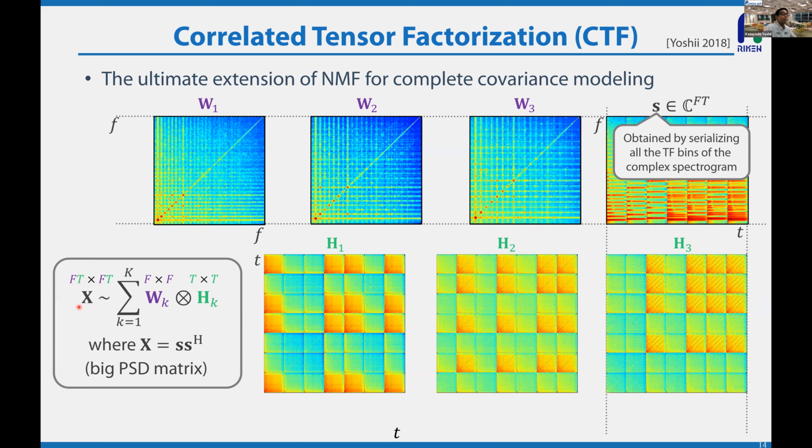So given this observation, our goal is to find a set of frequency domain covariance matrices and a set of time domain covariance matrices like this. This is a very basic formulation behind the CTF. And you can see that this is a very elegant mathematical extension of Itakura-Saito NMF. So actually, if you focus on only the diagonal elements like this, you can recover the NMF formulation from the CTF formulation.